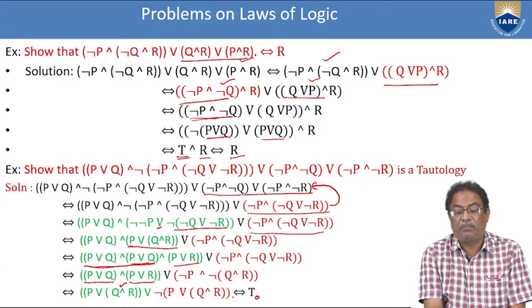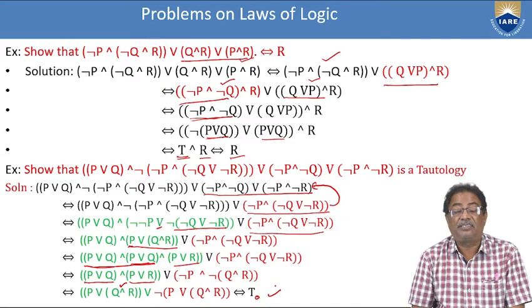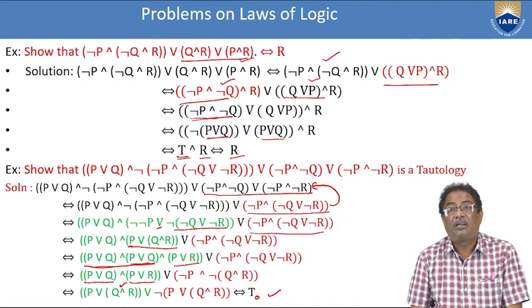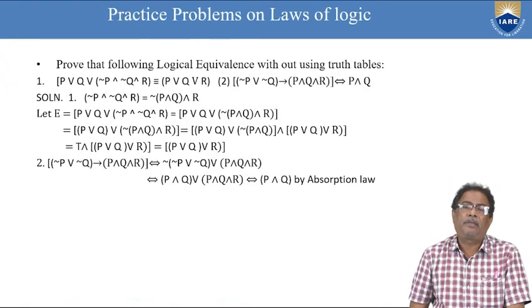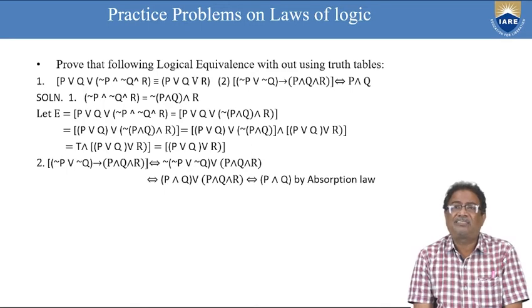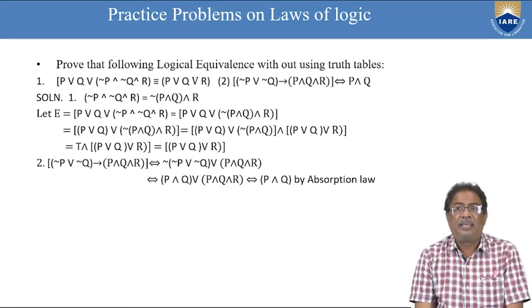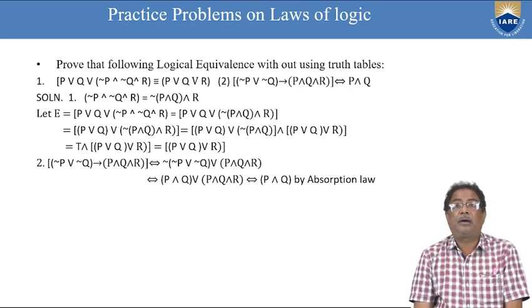Negation of the whole thing will be there, so it will become true. So then it is a tautology. The given compound proposition is a tautology. So here we are using the rules of logic, or laws of logic, and we are going to reduce it to its equivalent form. Now let us go for the other example.